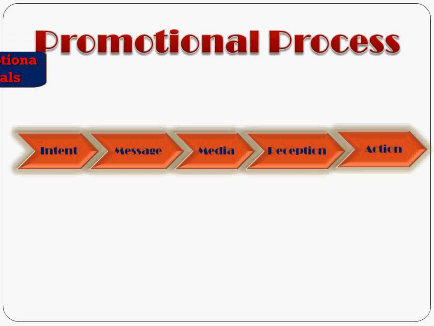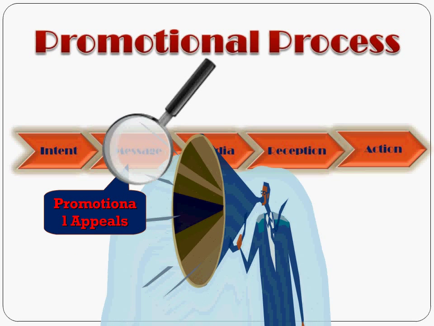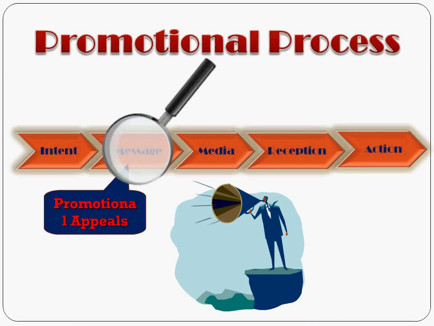So the promotional process goes through 5 different stages. The first stage is the intent. The second is the message. Then we have media, then reception, then action. Intent. Well, we've looked at this. This is all about goals, the objectives of your promotion. The second step, which is the message, this is where appeals fall into.